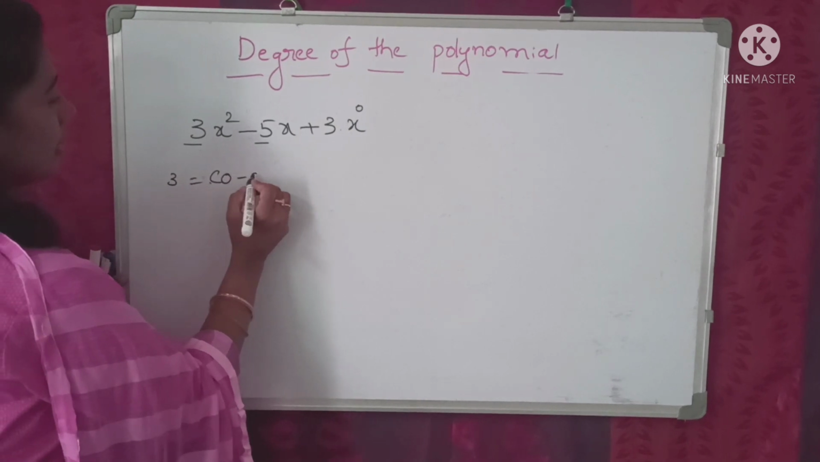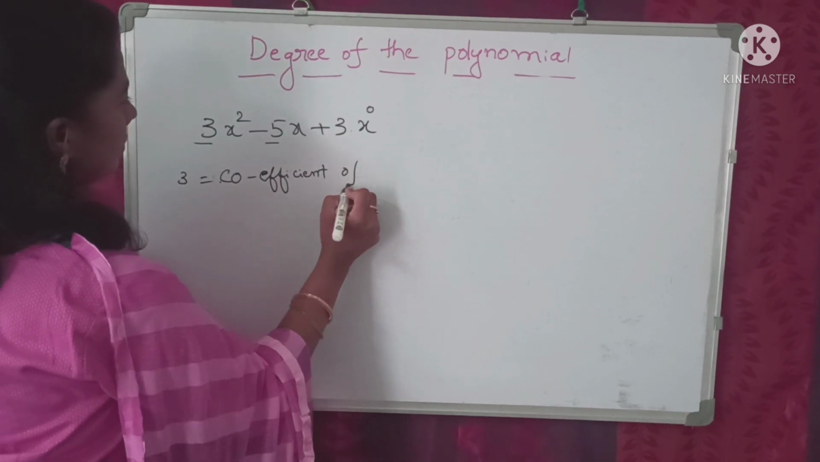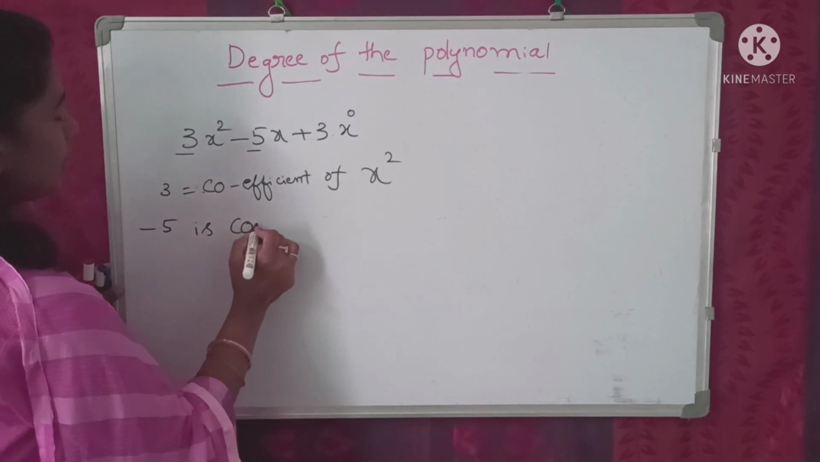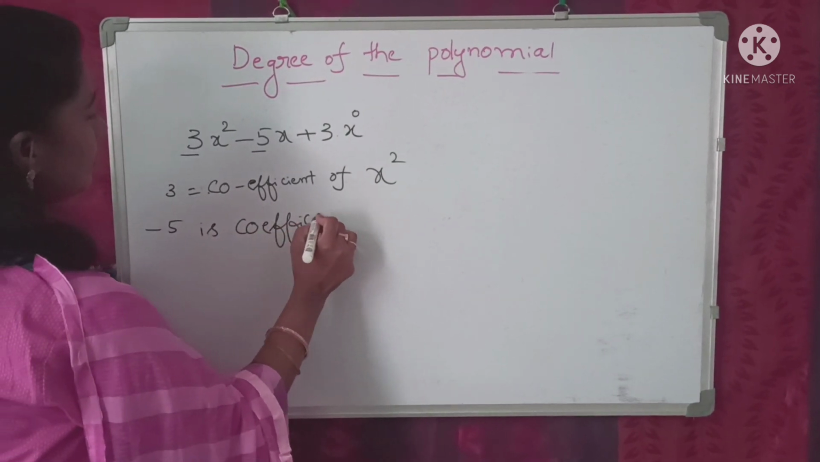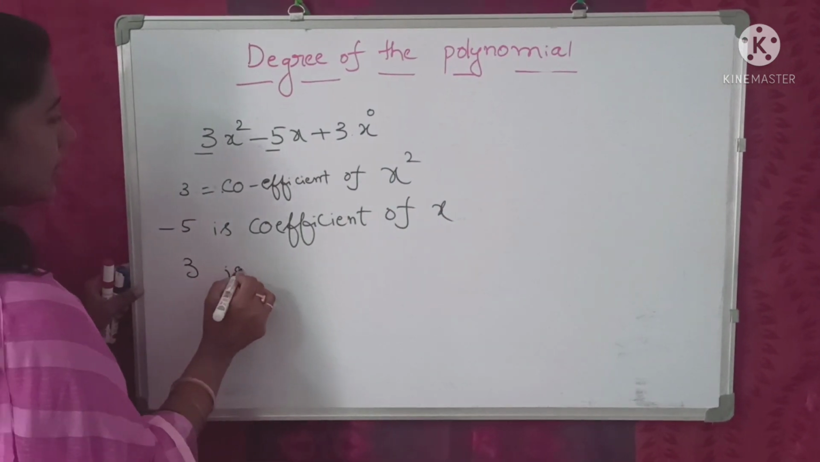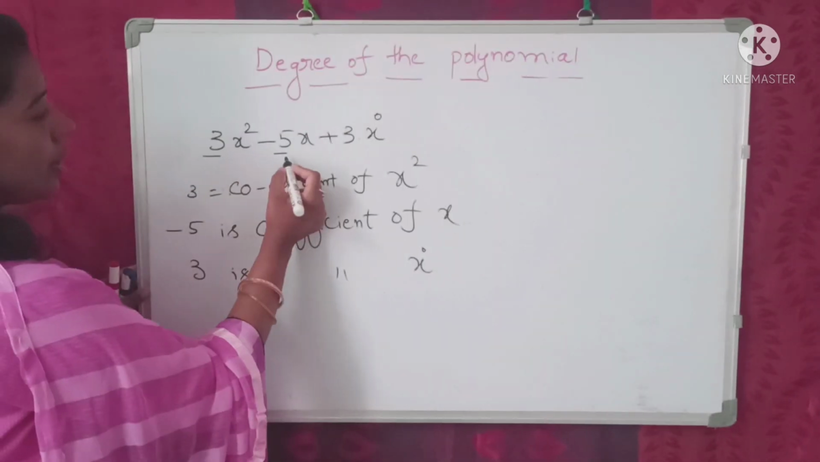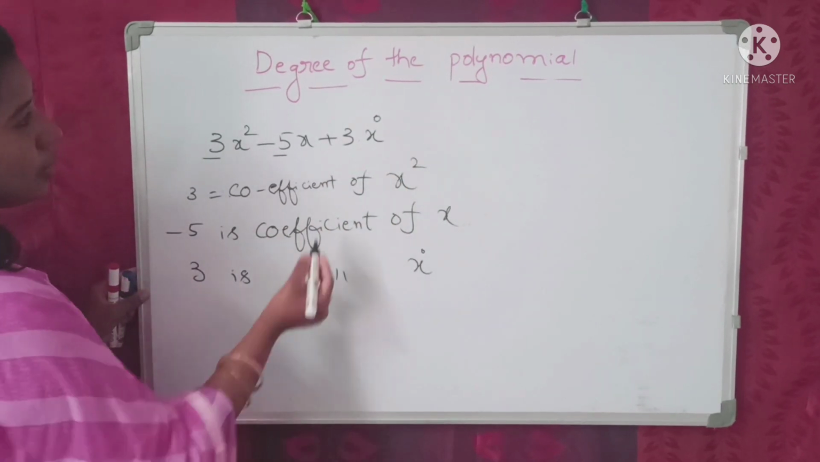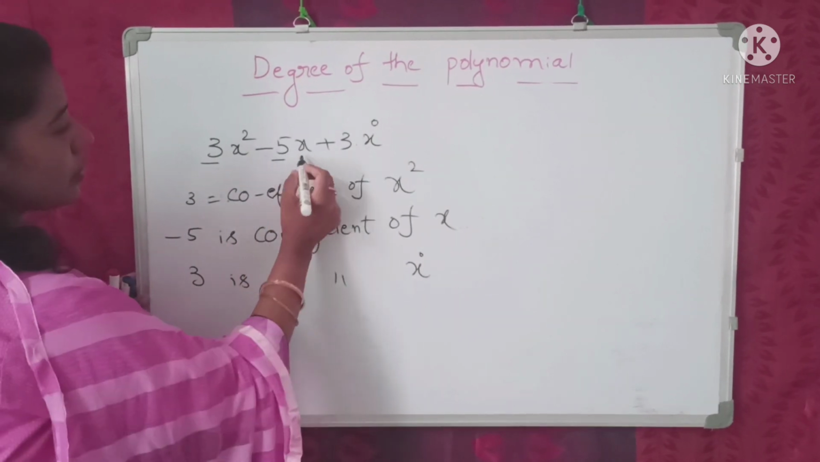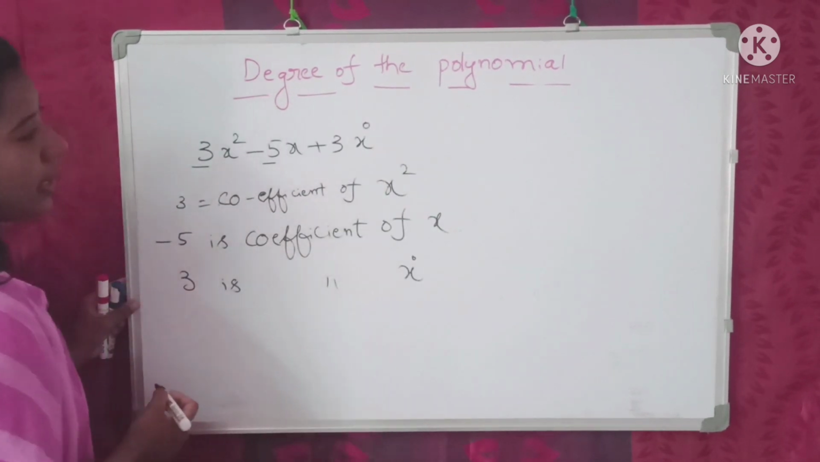the coefficient of x square, and minus 5 is the coefficient of x, and 3 is the coefficient of x to the power of 0. So 3x square, minus 5x, and 3 are the terms of the given polynomial. And 3 is the coefficient of x square, minus 5 is the coefficient of x, and 3 is the constant or coefficient of x to the power of 0.